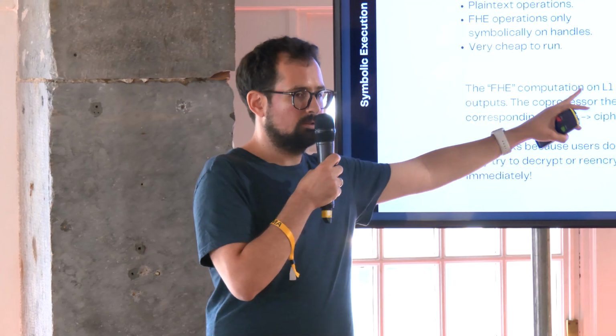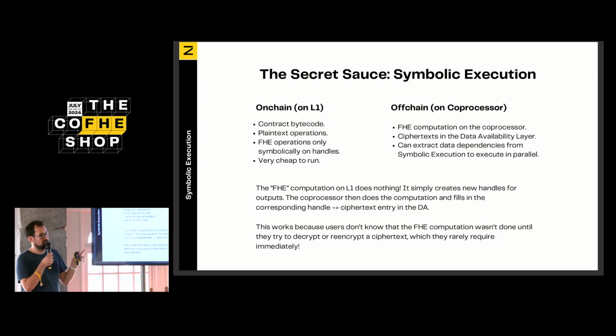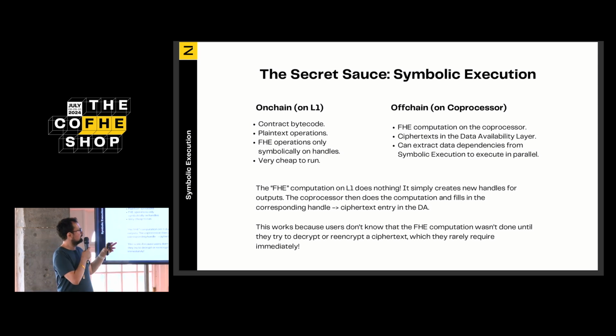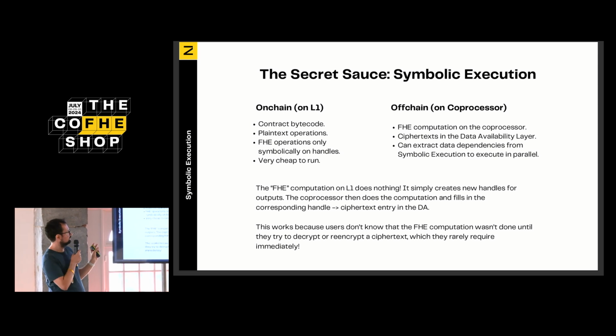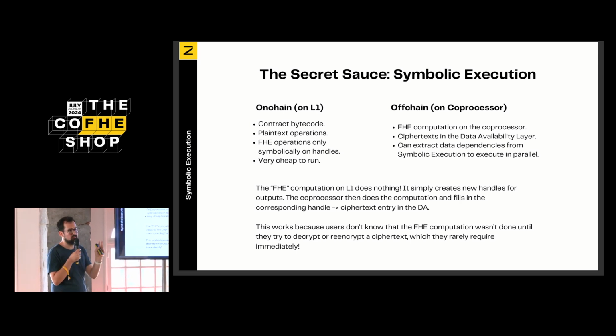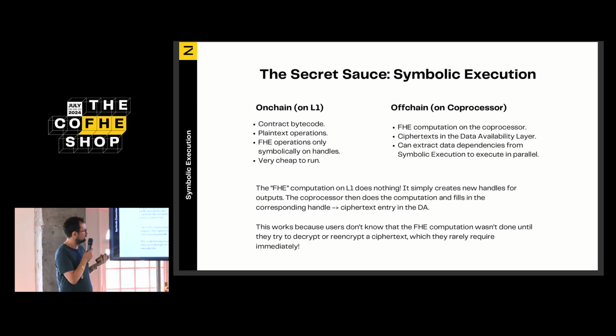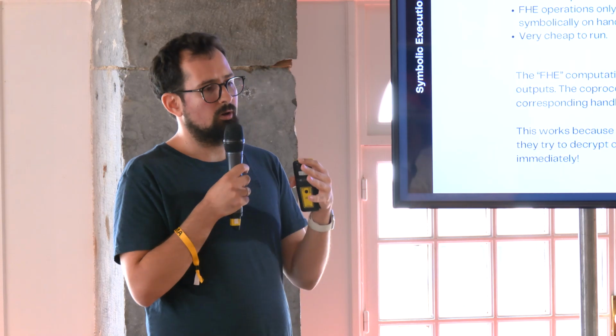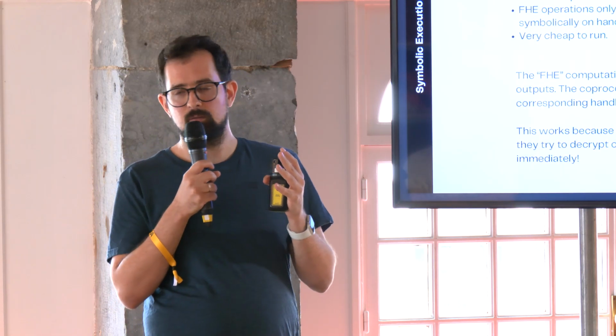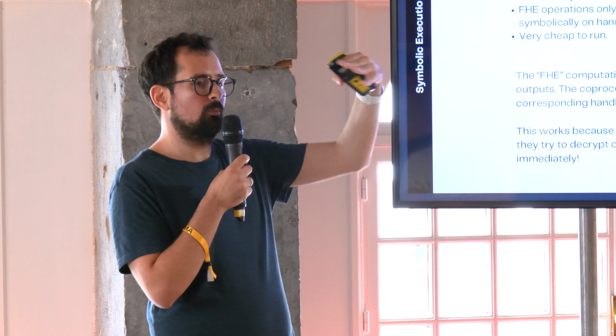But on the off-chain coprocessor, that's also a full node, when it sees that there is C equals A plus B, the coprocessor will actually do the FHE computation and, when the result is ready, insert the result under C in the DA layer. So that's how the result becomes available. And this works because it's very rare that people want to decrypt immediately after doing the execution.